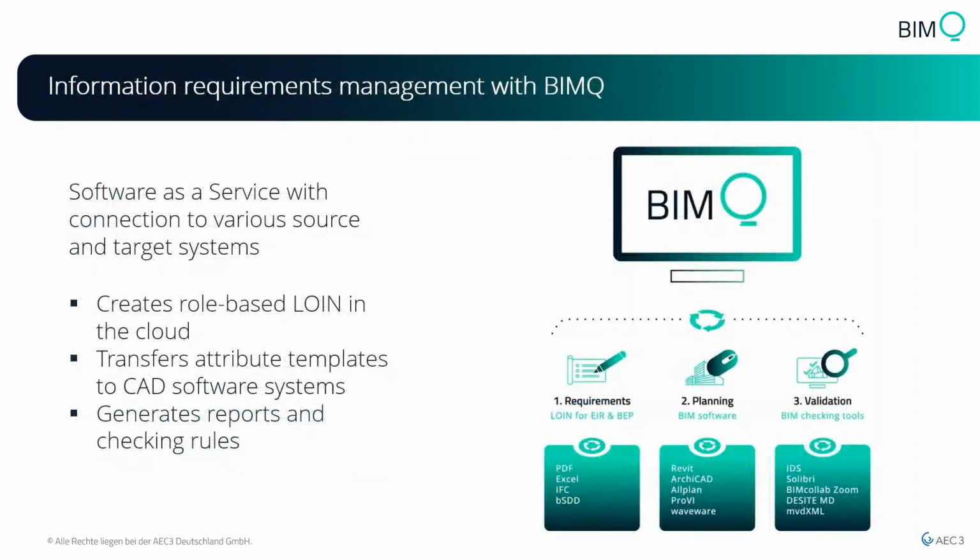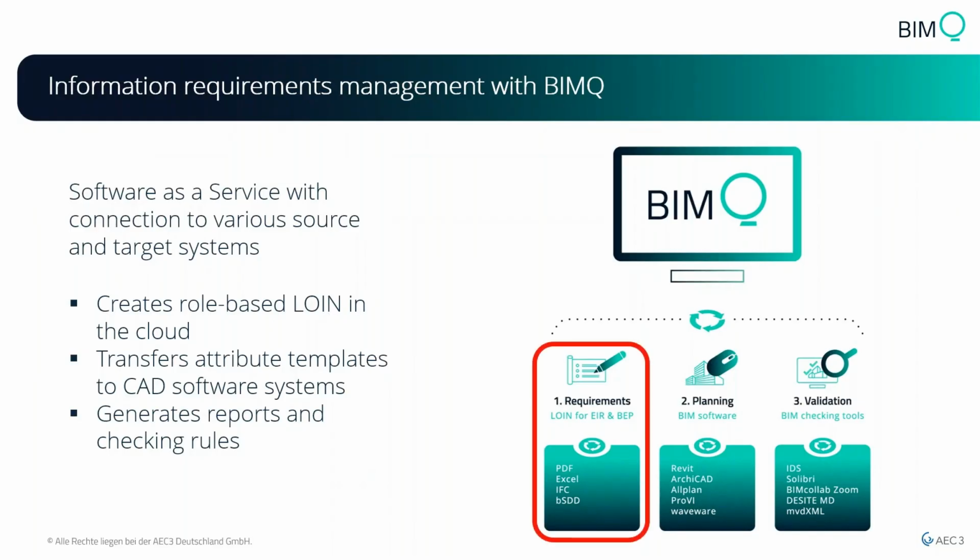If we look at data management, how we can define and manage our alphanumeric information requirements more efficiently, we will do this with our platform BIMQ. Here it is possible to create line definitions for specific disciplines. We can use the data created here for export to different authoring tools, such as Revit or Archicad, and we can use the data to create checking rules in native formats or also in the standardized IDS format.